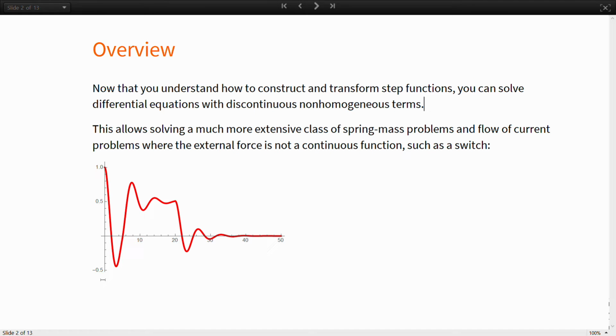As we can see in the plot here, the solutions to differential equations with discontinuous non-homogeneous terms can have behavior that changes very abruptly at certain locations, while the solution has a complicated shape that is not an obvious linear combination of sines, cosines, and exponentials.